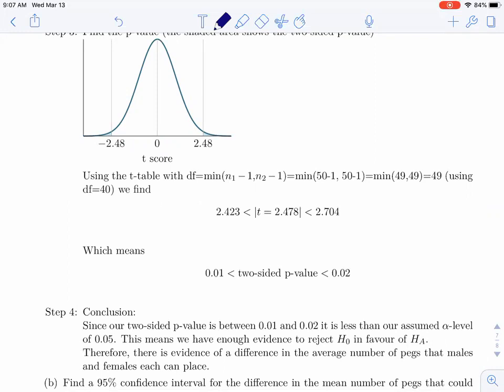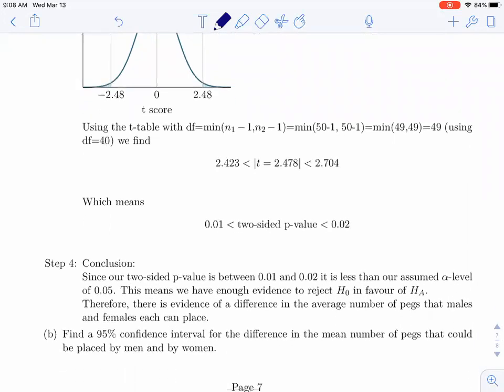It's just saying pick the smallest of these 2 inside the brackets. We have the same sample size, so it's going to be the minimum of 50 minus 1 or 50 minus 1. Minimum of 49 or 49 is 49. Again, you're facing that dilemma. You've got a choice between 40 and 50 degrees of freedom, or is it 40 and 60 even? I don't know. I can't remember. No, 40 and 50. So you have to go down to 40. You find that the t that you calculate is between 2.423 and 2.704, and you can find your two-sided p-value between 0.01 and 0.02.